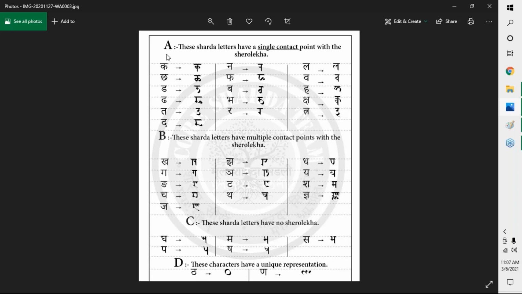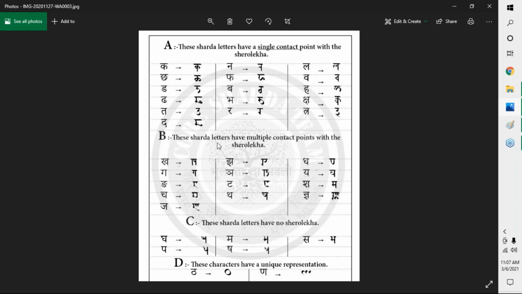One is category A. Category A are those characters which touch the Shirorekha only one time. You see ka, it is touching the Shirorekha one time. Na, it is touching one time. Ra, it is touching the Shirorekha one time, right? Tra, ha, va, all these alphabets touch the Shirorekha one time, and this we categorize as category A.